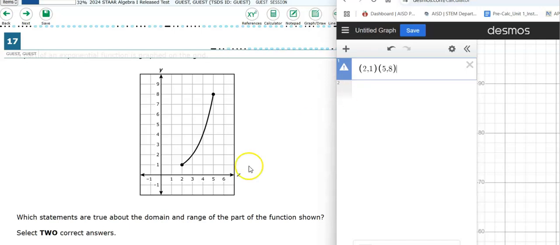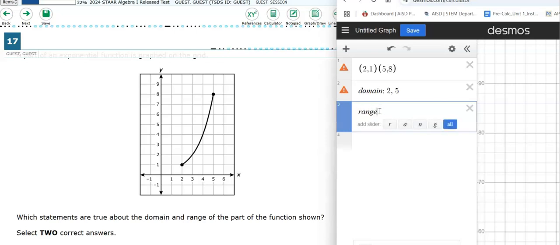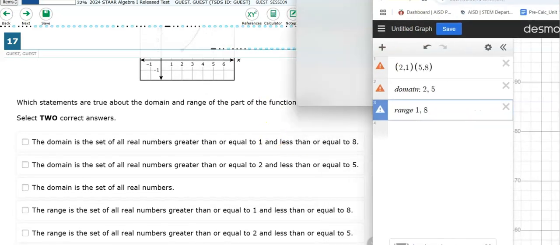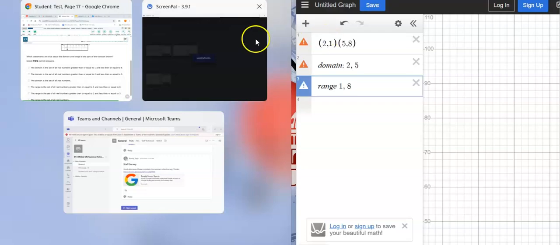Okay, so the domain has to do with the 2 and the 5. The range has to do with the 1 and the 8. Because domain's x's and range is y. So let's see what answer choices actually say these things I'm just saying out loud. No, go away. No. Hold up.